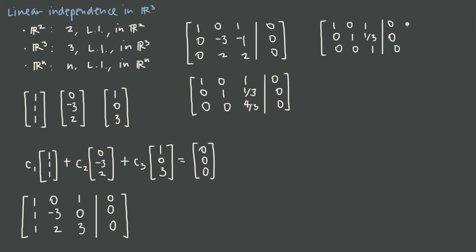And then our final step is going to be to zero out the rest of the third column. So we'll do that first by subtracting the third row from the first row to replace the first row. So we'll say 1 minus 0 is 1, 0 minus 0 is 0, 1 minus 1 is 0, and 0 minus 0 is 0.